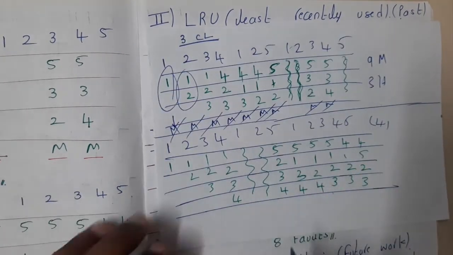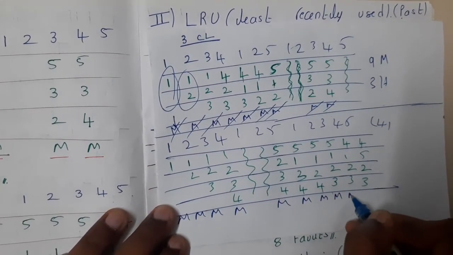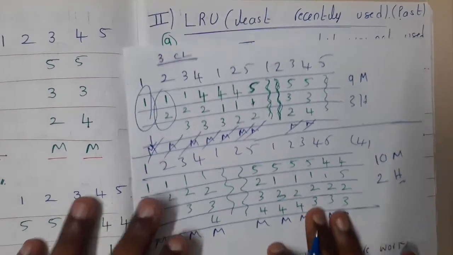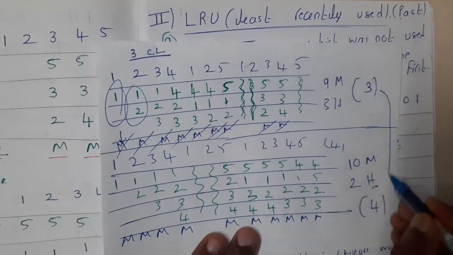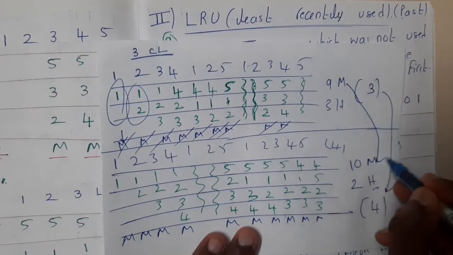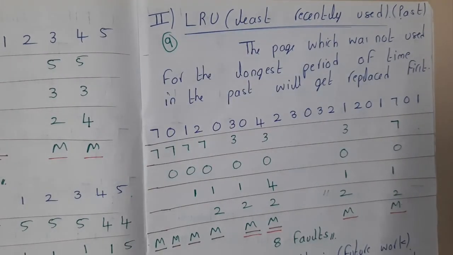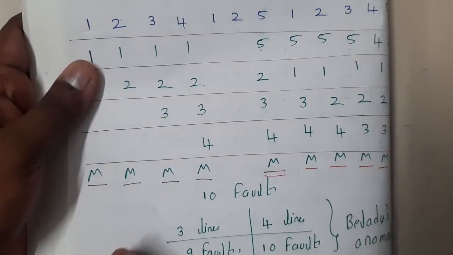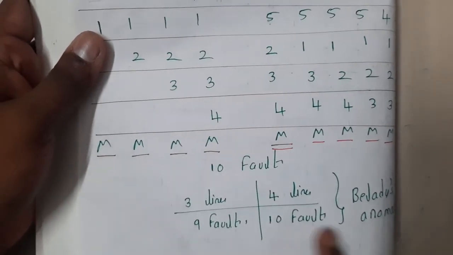How many misses are there here, guys? 1, 2, 3, 4, 5, 6, 7, 8, 9 and 10. In total there are 10 misses and 2 hits. If you observe, here we have 3 cache lines and here we have 4 cache lines. Even though the cache lines have been increased, the misses have also increased. This concept is nothing but Belady's anomaly, guys. Now you got an idea, right? What exactly was Belady saying? Whenever we increase the number of cache lines, the faults should decrease, right? Logically they should decrease, but here they are increasing. That is Belady's anomaly.